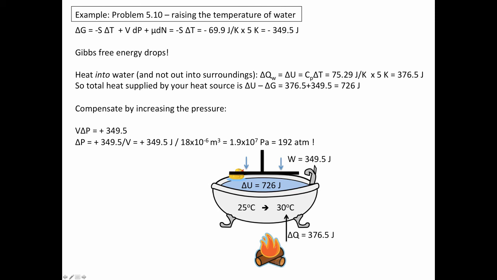If we do that, then what happens now is that the amount of heat that we provide is only 376 joules. And that goes into changing the temperature by 5 degrees. But we're also doing 350 joules of work on the water, and that causes the internal energy of the water to increase by about 726 joules.